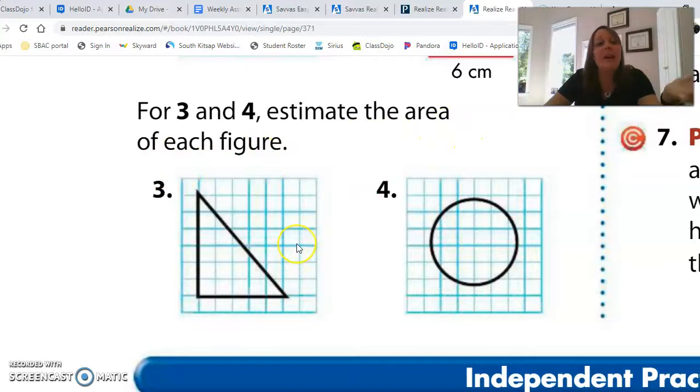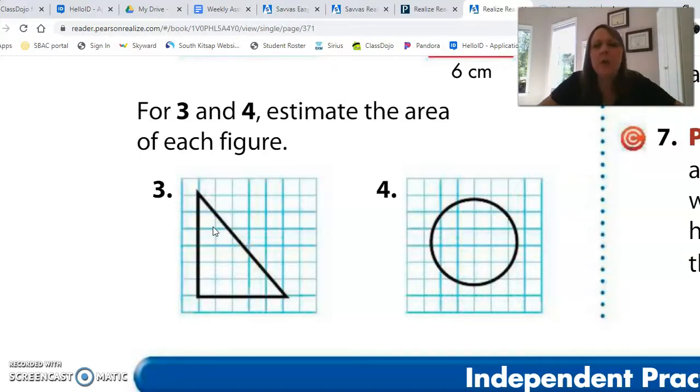Here we're not going to have an exact answer because there are little tiny pieces all over. So let's see if we can count how many squares are inside. And this is where lots of you are kind of having a hard time. You've got to slow down and be precise. 1, 2, 3, 4. I'm going to count all my whole ones first. 4, 5, 6, 7, 8, 9, 10, 11, 12, and 13. So for number 3, I have 13.